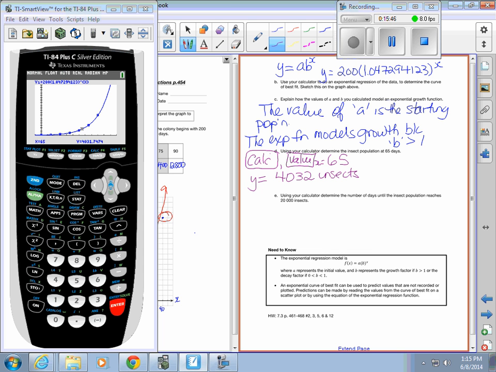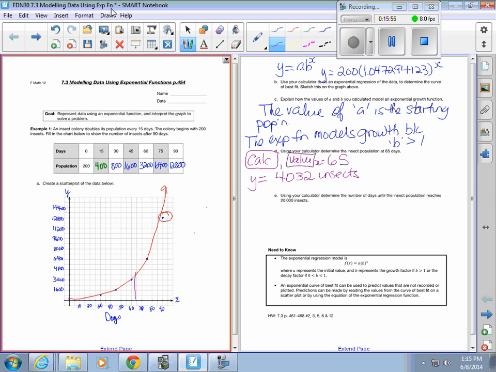Now it says use your calculator to determine the number of days until the insect population reaches 20,000. So I could look off of here and see if I can get my y to 20,000. So this is 14,400. Another, what am I going to add on there? Another 1,600 isn't going to get me to 20,000. So on my graph, it's hard to figure that out. I could try to do a trace on the graph itself here.